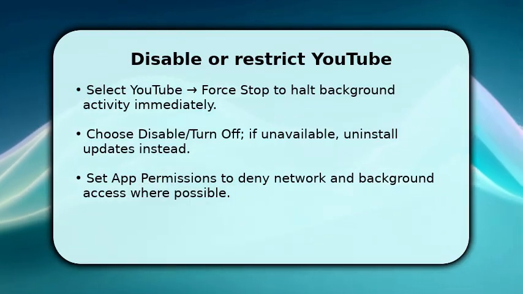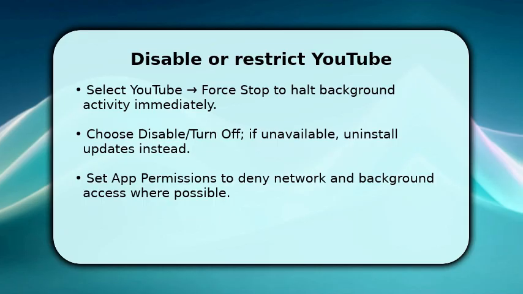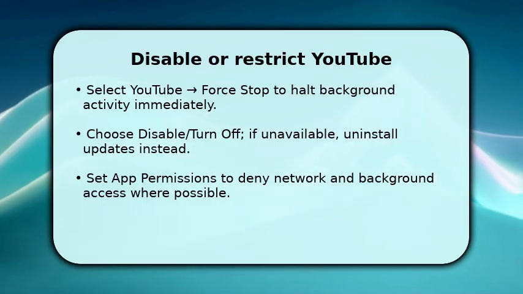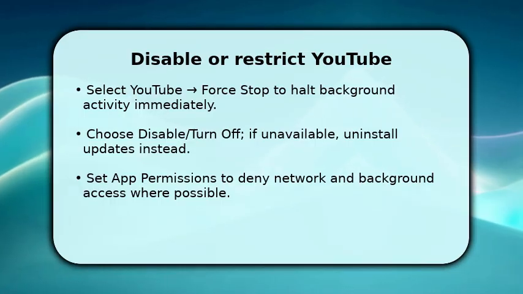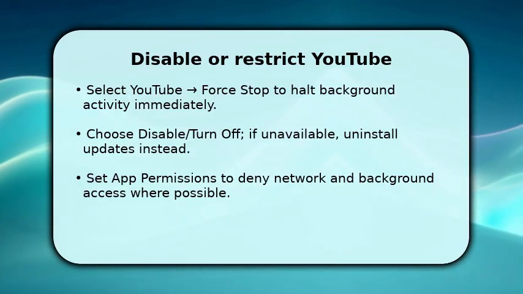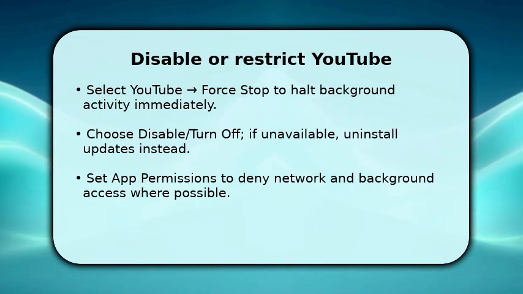If Disable is grayed out because it's a system app, uninstall updates to revert to the factory version and then disable. Additionally, go to Permissions and Network Settings and revoke internet and background access so the app cannot auto-restart or fetch content. These steps reduce visibility and network activity effectively.